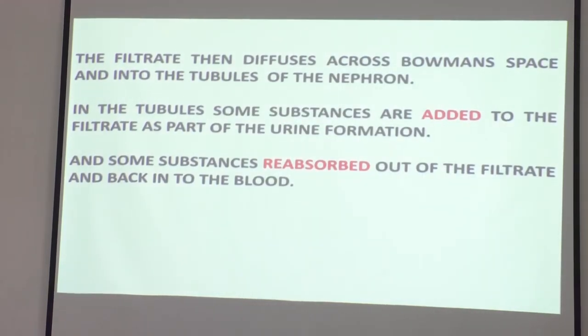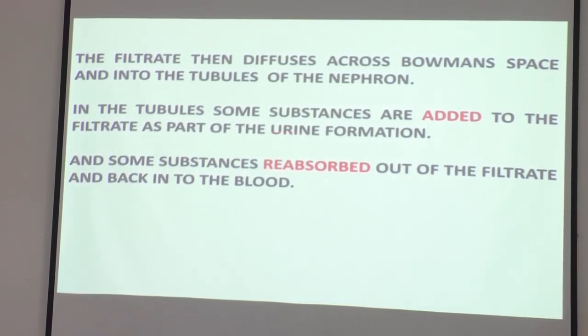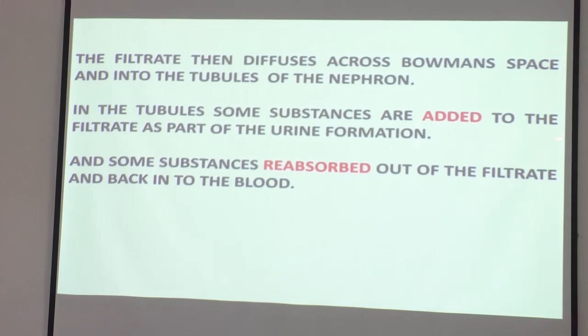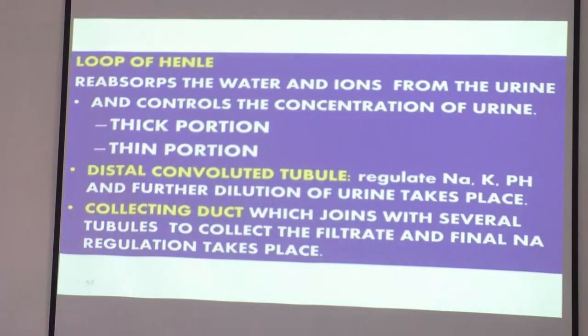So the filtrate then diffuses across the Bowman's space into the tubules of the nephron. In the tubules, some substances are added to the filtrate as part of urine formation, and some substances are absorbed out of the filtrate and back into the blood. That is how urine formation occurs within the nephron.